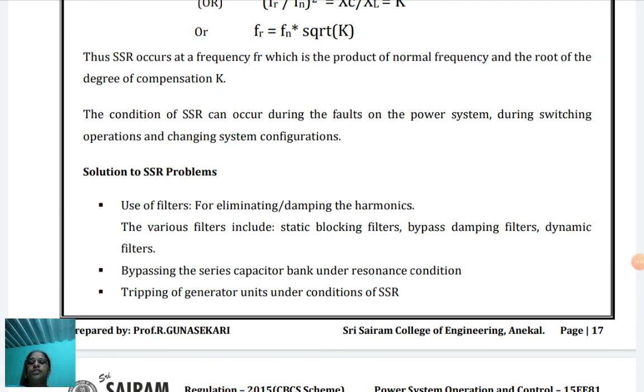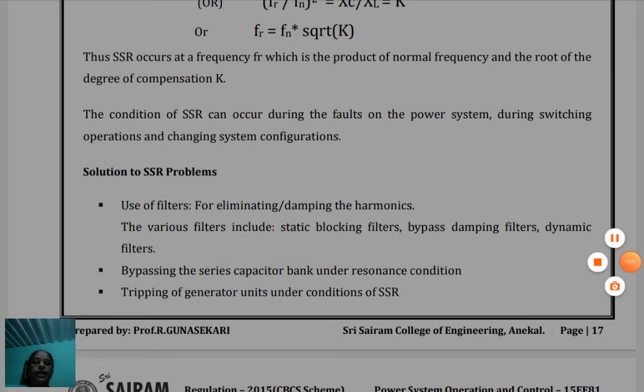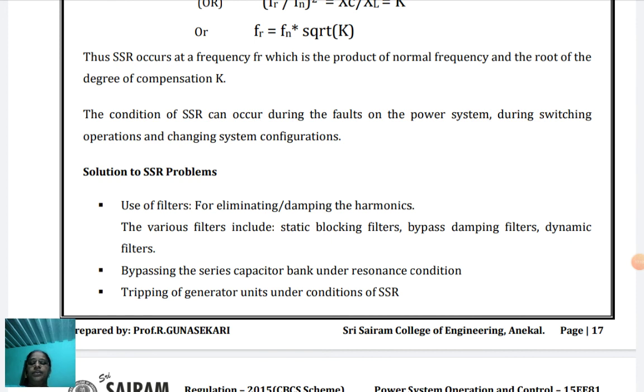Now what are the solutions to sub-synchronous resonance problems? We can use filters. Use of filters eliminates and damps the harmonics in the power supply. The various filters include static blocking filters, bypass damping filters and dynamic filters. These are the filters used to eliminate or damp the harmonics in the power supply of the power system. The second solution is bypassing the series capacitor bank under resonant condition. Resonant condition means XL equal to XC only. Then the third solution is tripping of generator units under conditions of SSR only.